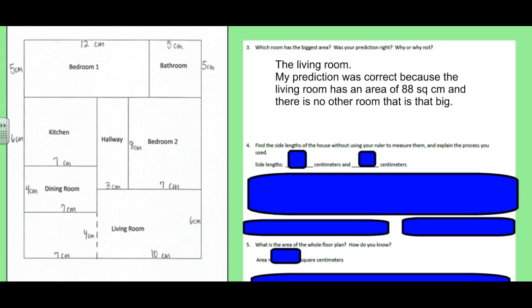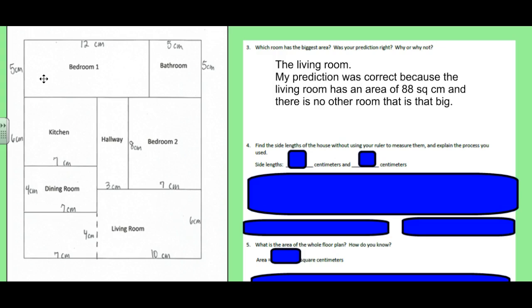Okay, so the living room is what had the biggest area. Was your prediction right? I don't know what you predicted. I was hoping that everyone predicted the living room because you could tell by looking at it that the living room looked like it was going to be the biggest room. So my prediction was correct. The reason why is because the living room has an area of 88 square centimeters and there is no other room that is that big. So as long as you told me here which room had the biggest area and if your prediction was right and why or why not your prediction was right, then you'll be ready to move on to number 4.